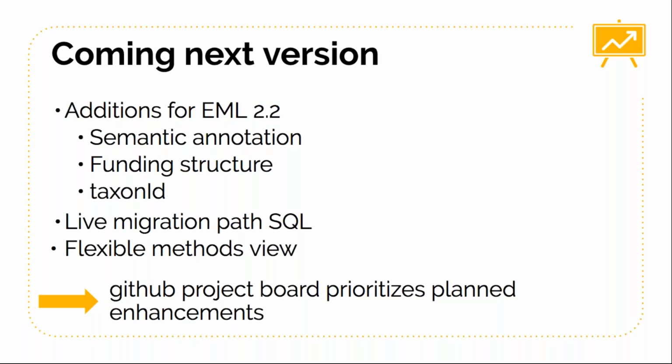Coming next version, we will have some additions for EML 2.2, which we expect to be released any minute now, which I've been saying for many, many minutes. So support for things like semantic annotation, funding structure, taxonomic identifiers.